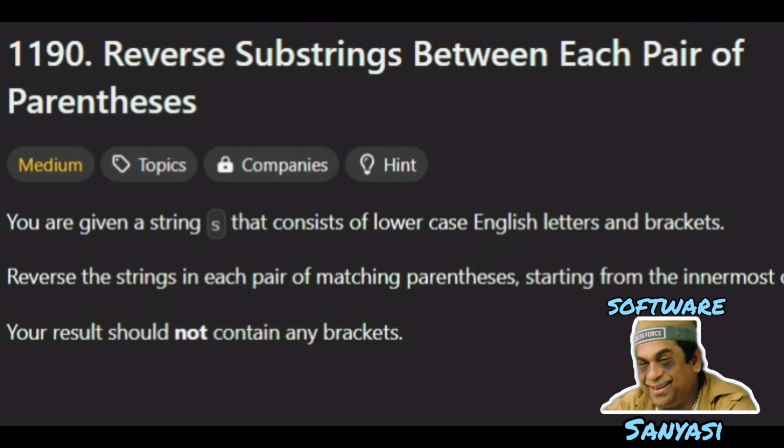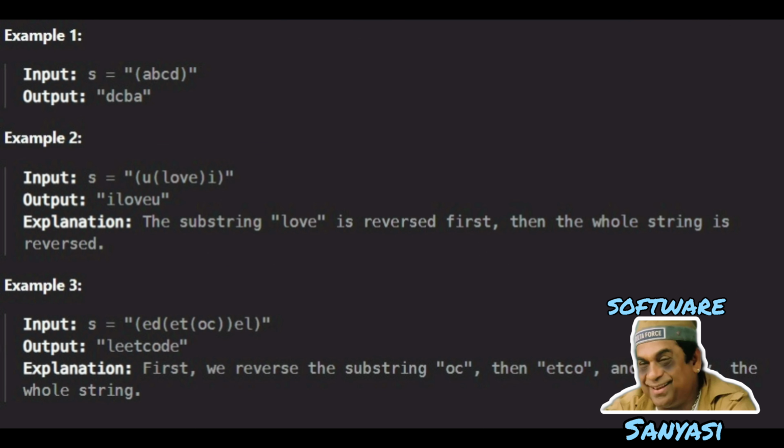Examples. Let's look at some examples to understand the problem better. Example 1. Input S equals (apt), output dpa. Example 2. Input S equals (you (love) I), output I love you. Explanation: the substring love is reversed first, then the whole string is reversed.